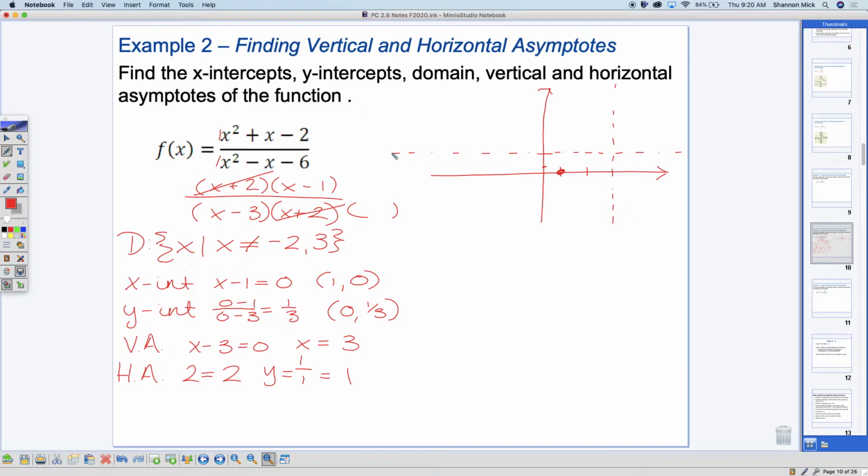So looking at this, I probably should have a fair idea what this looks like. It is a function, it tells me that, yes? So it has to pass the vertical line test, doesn't it?